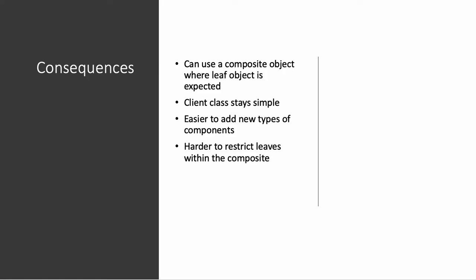The consequences. There are some consequences for the composite pattern. These consequences include mistaking a leaf object for a composite or a composite for a leaf. This can lead to developer confusion. The simple client class does not help solve these differences either. Since it is easier to add new types, it is also easier to mess up those components, and it is harder to restrict those for new leaves.